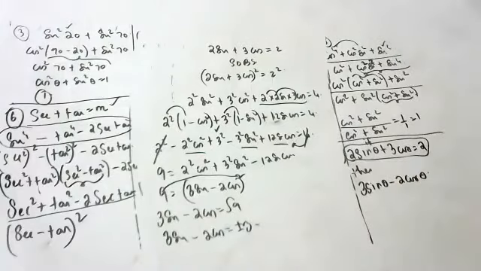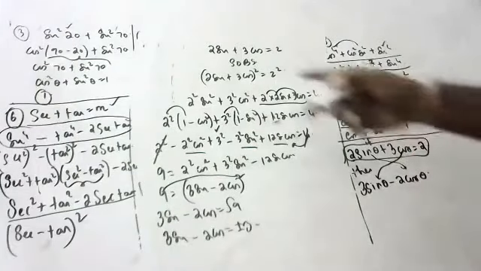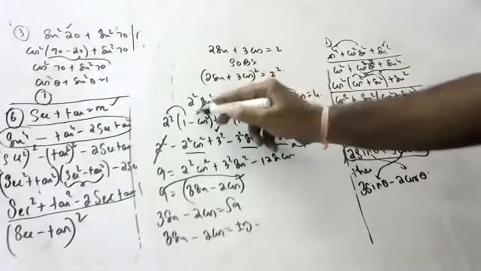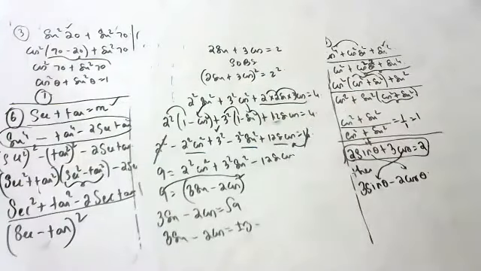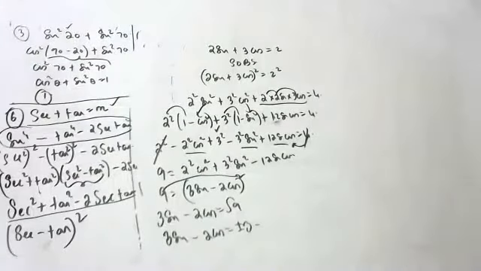Be careful, children, with questions like these. Wherever sine is there, cos came. Wherever cos is there, sine came. Just do it by squaring on both sides, change sine square and cos square, and you will get the answer, children. If questions like that come, you should be in a position to do them immediately, children. Hope you are able to understand.